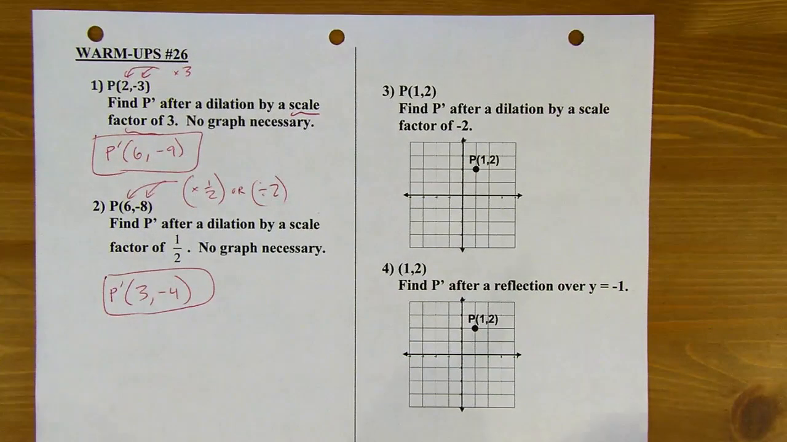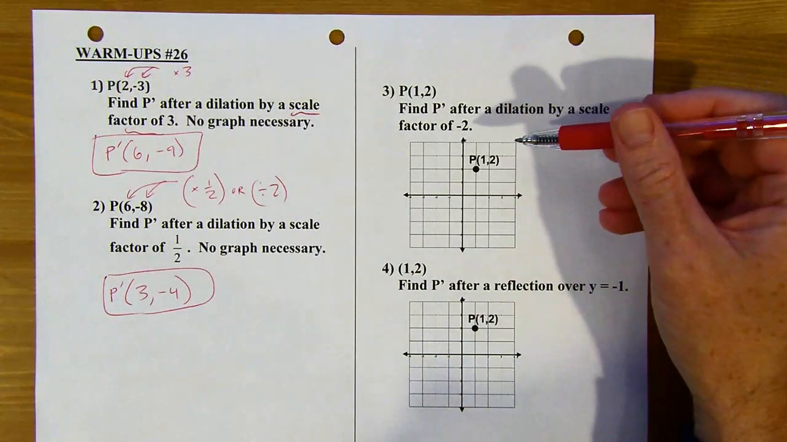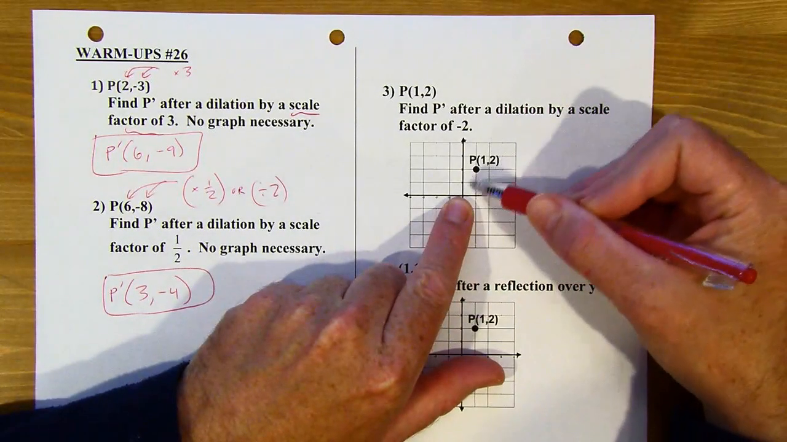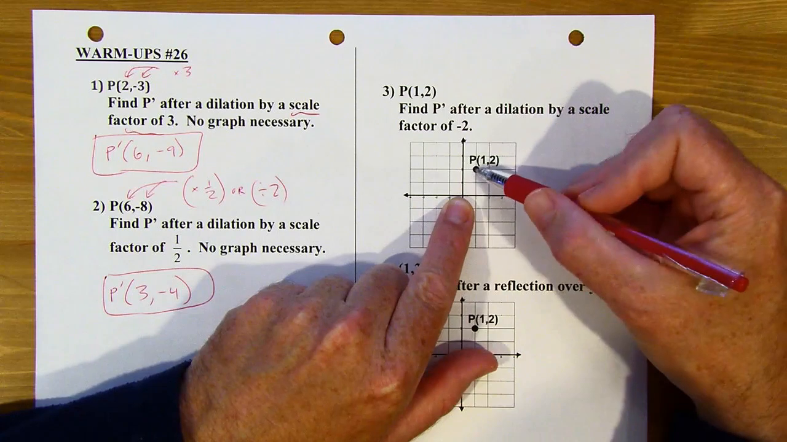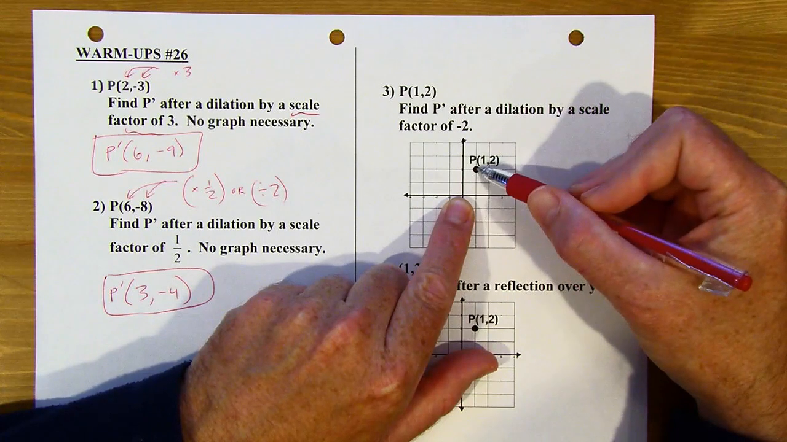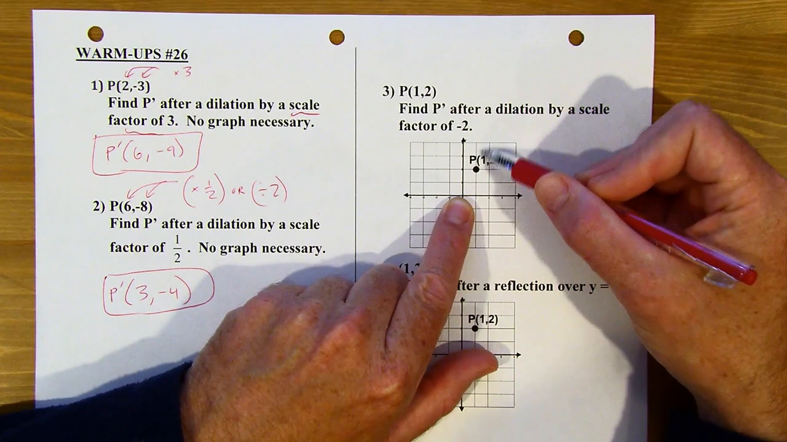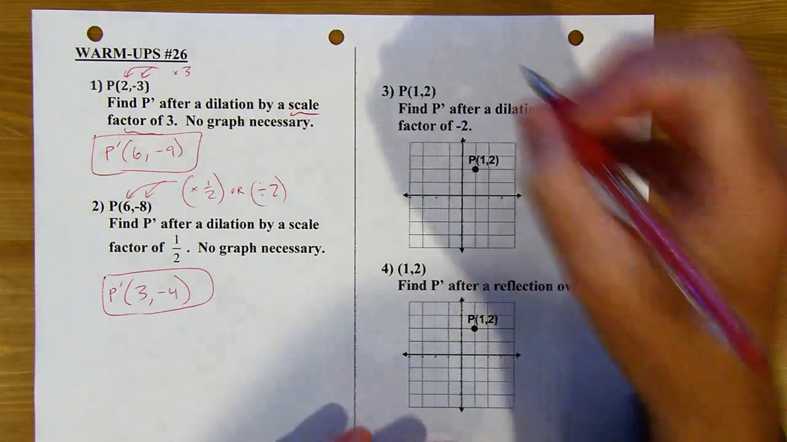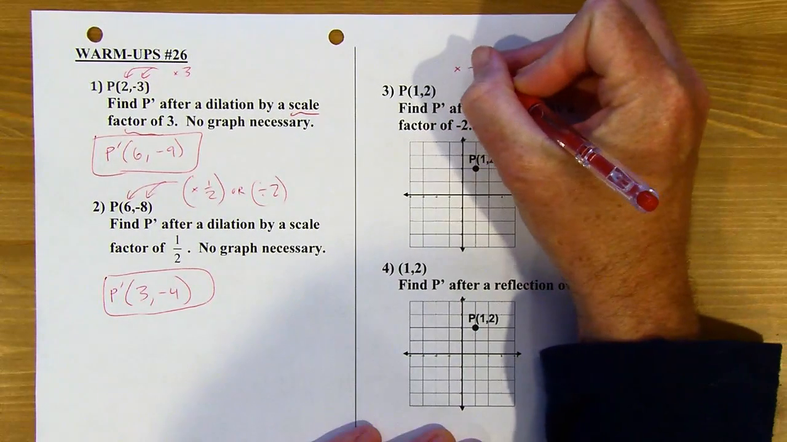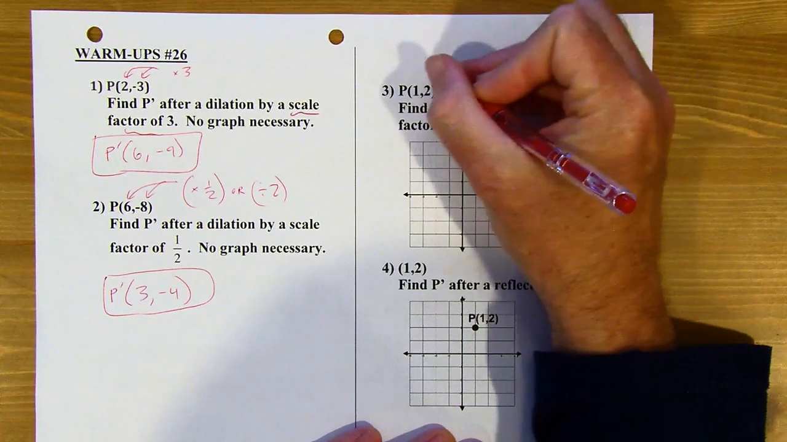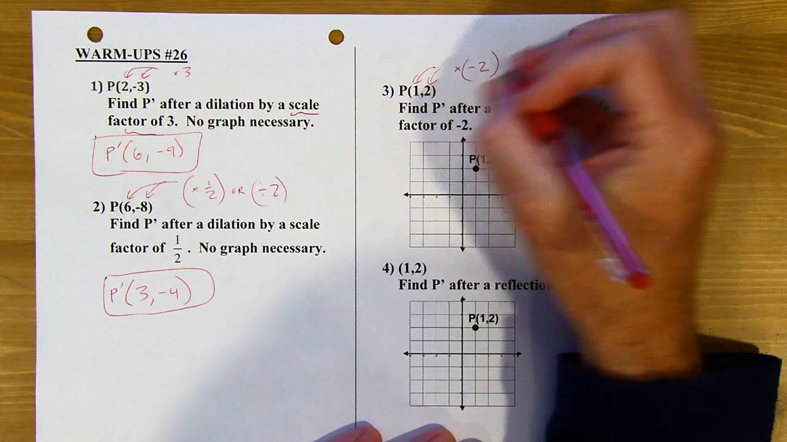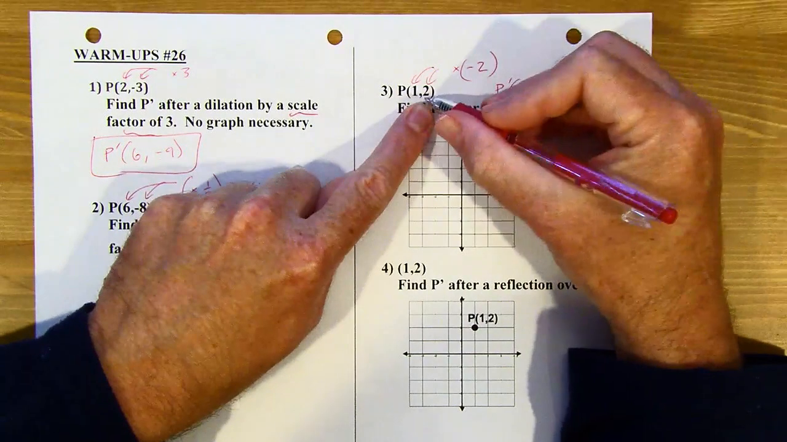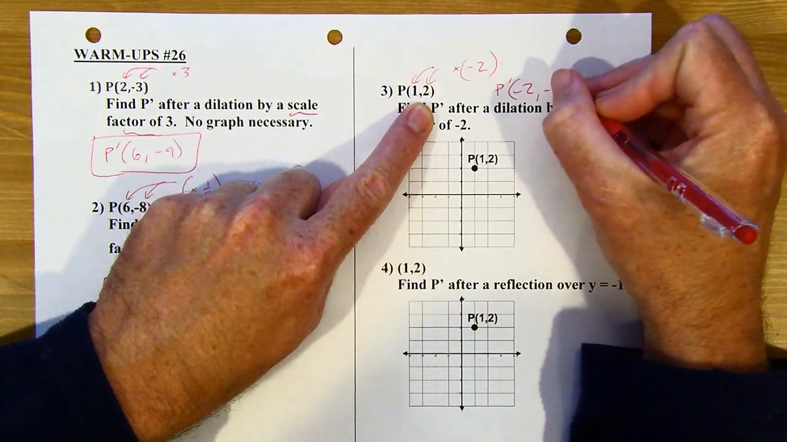Okay? All right. Let's see what happens when we have a negative scale factor. If it's a positive scale factor, it's just going to get closer or further away. So if it was 1/2, it'd end up somewhere down here. If it was 2, it'd be twice as far away from the origin. But when it's negative, it's a little different. Okay? So I'm still going to just multiply the coordinates by negative 2 to begin with. So P prime then, if I take 1 times negative 2, that's negative 2. 2 times negative 2 is negative 4.